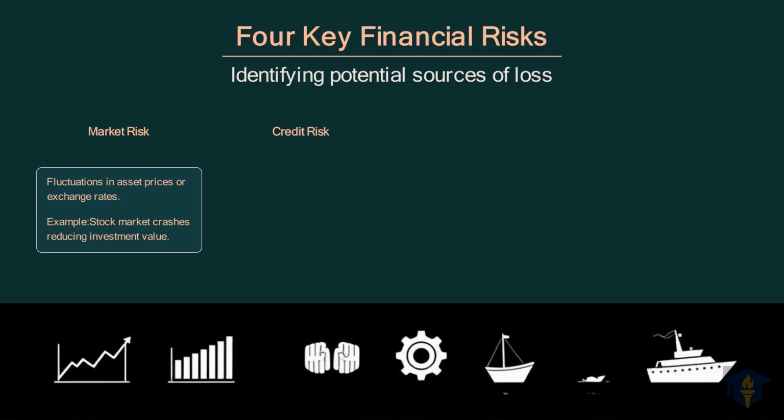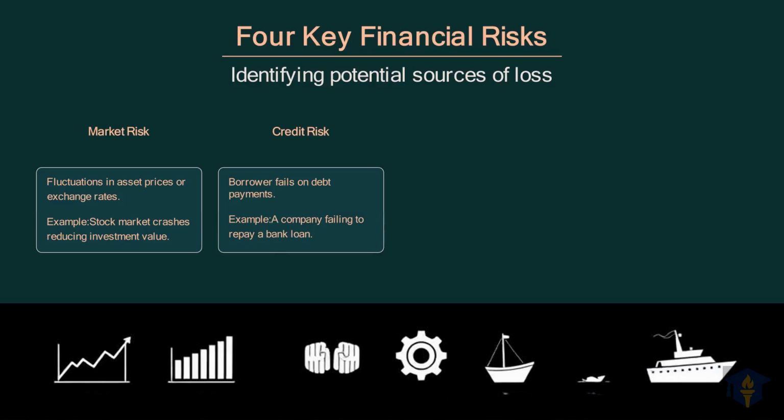Next, let's look at credit risk, which occurs when a borrower fails to make debt payments. This means a party you've lent money to might not be able to repay their obligations. A classic example is a company defaulting on a loan it owes to a bank, causing losses.